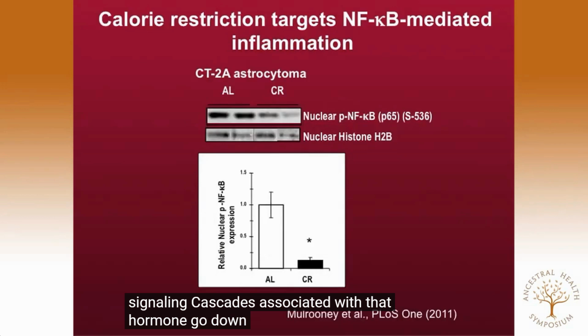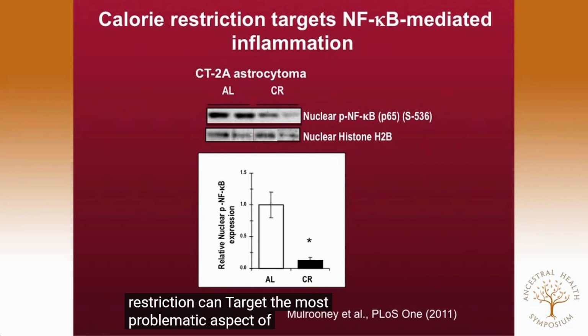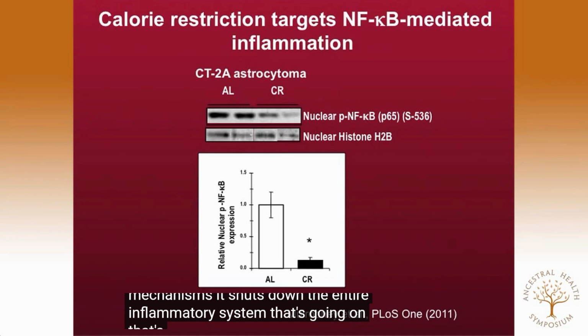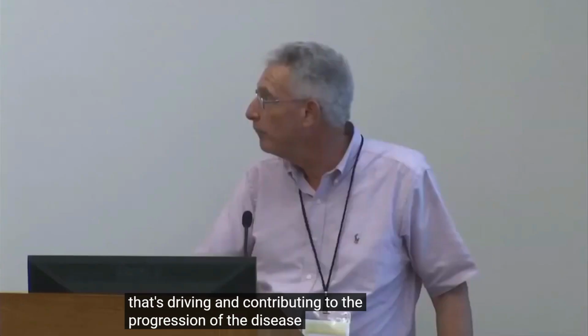We've just recently shown how calorie restriction can target the most problematic aspect of cancer's inflammation, which is NF-kappa-B. Calorie restriction knocks down phosphorylated NF-kappa-B through COX mechanisms. It shuts down the entire inflammatory system that's going on, that's driving and contributing to the progression of the disease.